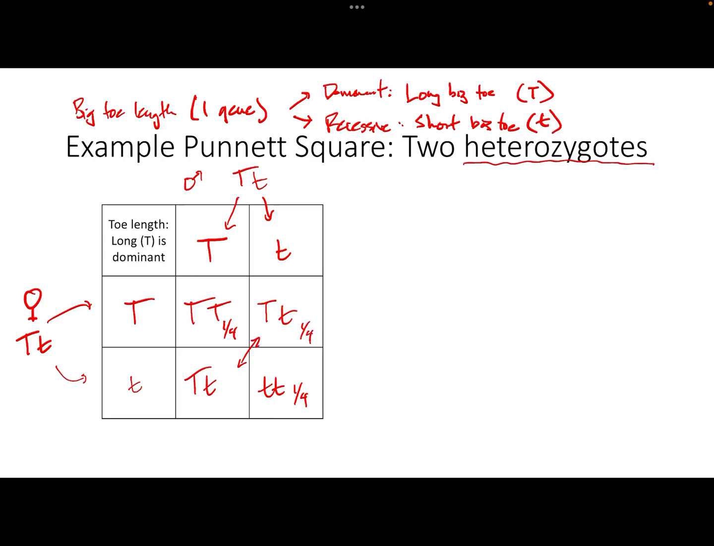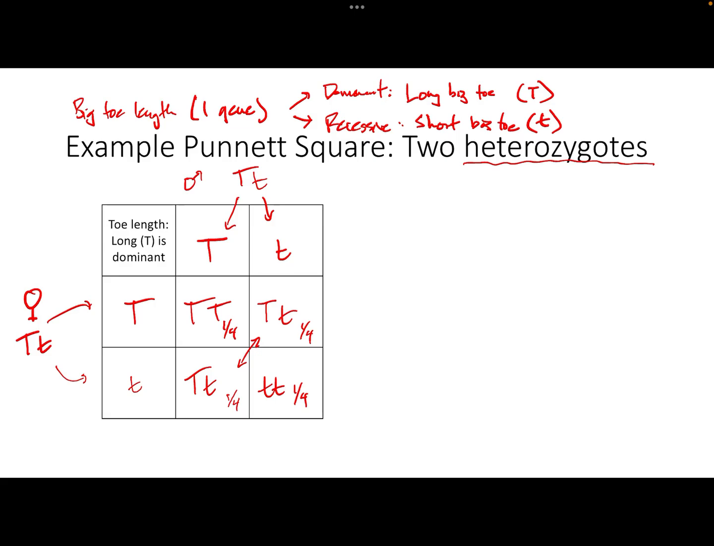A quarter of the time, it'll be heterozygous because it gets the dominant allele from the female parent, and a quarter of the time, it'll be heterozygous because it gets the dominant allele from the male parent. And these are the genotypes. The genotypes are either homozygous dominant, homozygous recessive, or heterozygous.